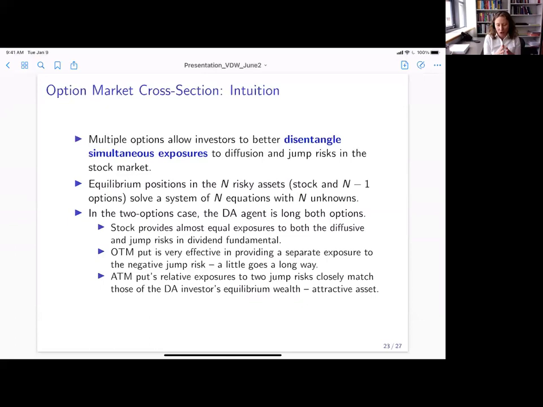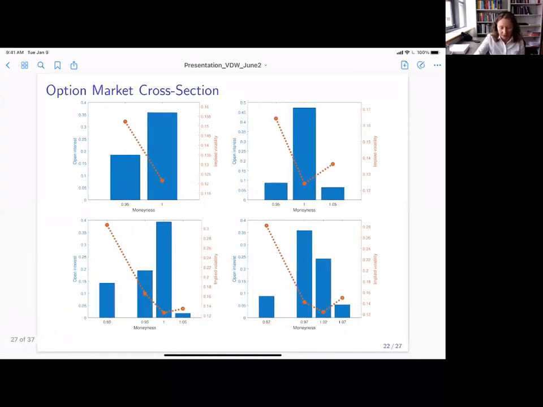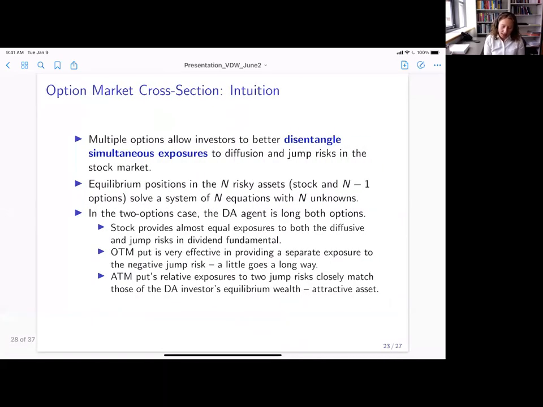But let's talk about the 2 options case very briefly. The disappointment aversion agent is long both of these options, the at the money and the out of the money. And what explains the patterns, right? You see here that the peak is at the money on the very first graph, and the amount for out of the money is a little bit lower. So what happens here is that, once again, stock provides almost equal exposures to both of these risks. Out of the money put, on the other hand, is a great asset because it's very effective in carving out and providing the separate exposure to the negative jump risk. So you don't actually need to buy much, right? And I have it here on the slide, a little goes a long way.